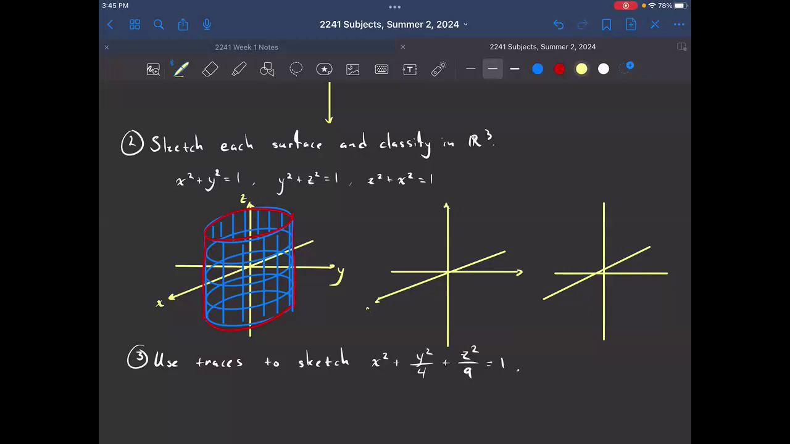next equation, y squared plus z squared equals 1. And so this time we're looking at things in the YZ plane, and so our circle should look like this. We'll draw our circle here. All right. And again, we'll just copy paste this along.